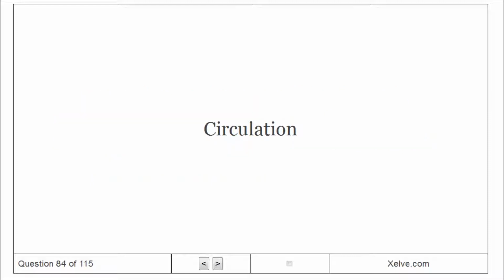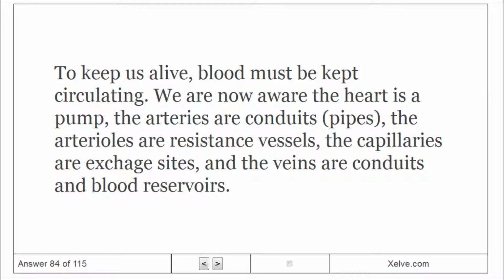Circulation. To keep us alive, blood must be kept circulating. We are now aware the heart is a pump, the arteries are conduits, pipes, the arterioles are resistance vessels, the capillaries are exchange sites, and the veins are conduits and blood reservoirs.